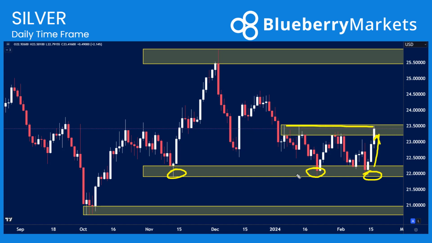We're now into the 23.50 highs, so I'd like to see price trade through these highs because that would give us a strong indication that maybe we're going to see a move up towards 24.50 and potentially 25.50.